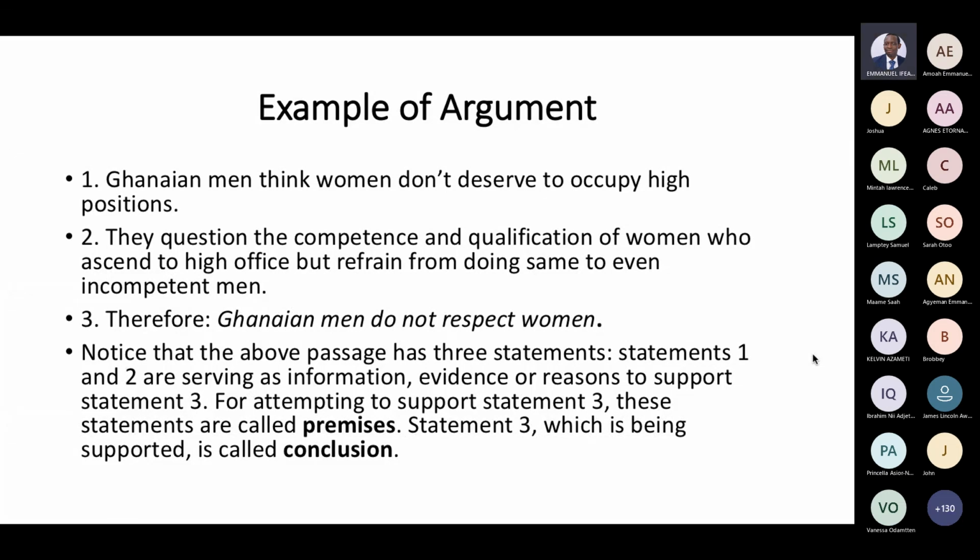Now, if you look at these three sentences or statements, you notice that the third one is a conclusion. And then the first two are reasons being provided for the conclusion. So statements 1 and 2 are serving as information, evidence, or reasons to support statement 3. For attempting to support statement 3, these statements are called premises. Statement 3, which is being supported, is called the conclusion. So that's technically an argument.